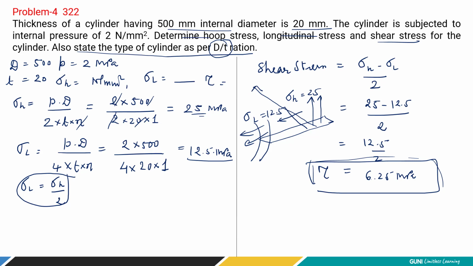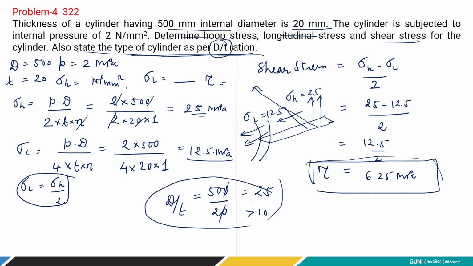Now, what is the type of cylinder here? The D by T ratio: D is 500 and the shell thickness is 20. So cancelling out, this is 25, which is more than 10. So we are going to call this cylinder a thin cylinder. It is not a thick cylinder because the ratio is more than 10.